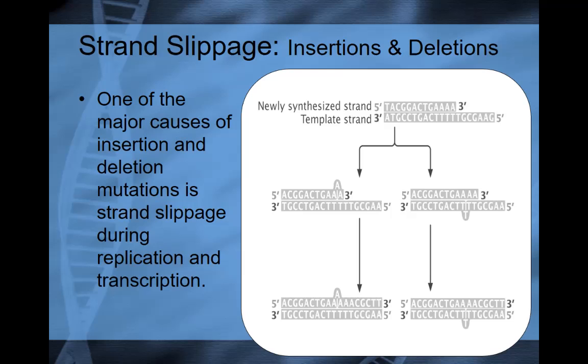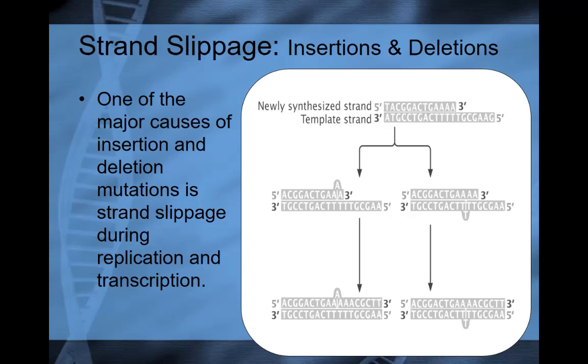Now you've got an extra one which changes all the rest of the triplets after that. Likewise, sometimes the strand that's being copied will slip or get bunched up, and you will end up making a copy that is now missing a particular nucleotide base. And that changes the triplets from there on out as well. So strand slippage can definitely have a big impact on the outcome of a particular sequence and hence its protein.